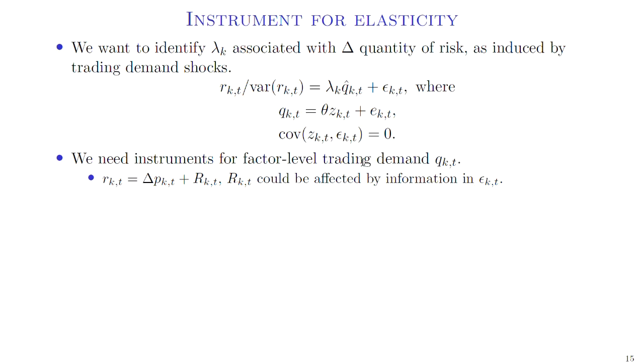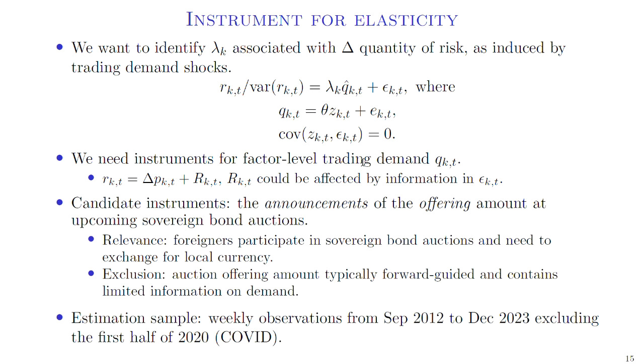You know this. So now we're going to look at the instruments for elasticities. If you just run a regression of price on quantity, that's illegal, and you have to get an instrument. Specifically here, the instrument we use is the announcement of the offering amount at the upcoming sovereign auctions. And the relevance is really coming from the foreigners, who do participate in this auction.